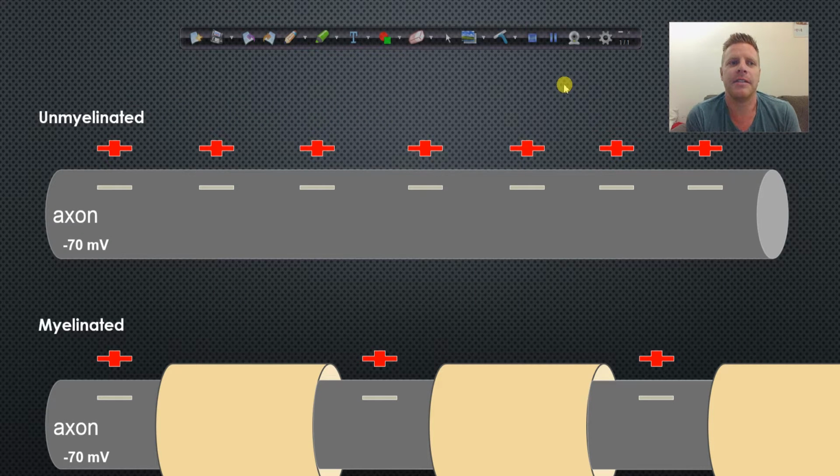And so one other characteristic of an action potential is that it's dynamic. It moves along an axon, and it moves in one direction only.